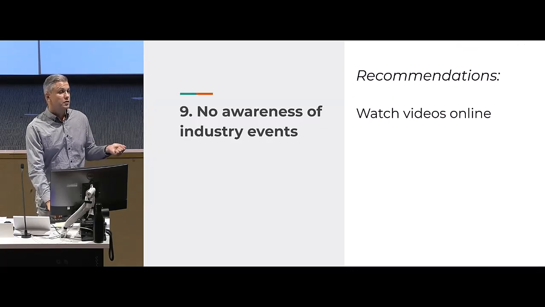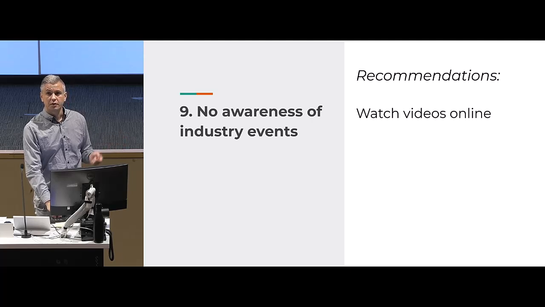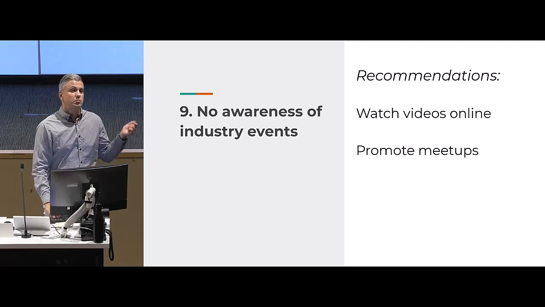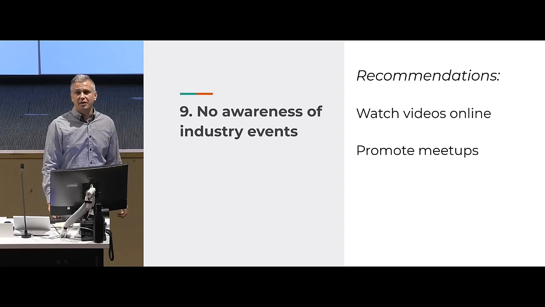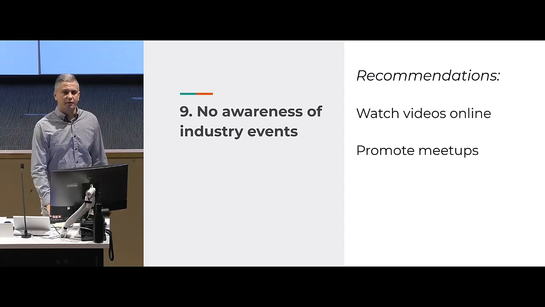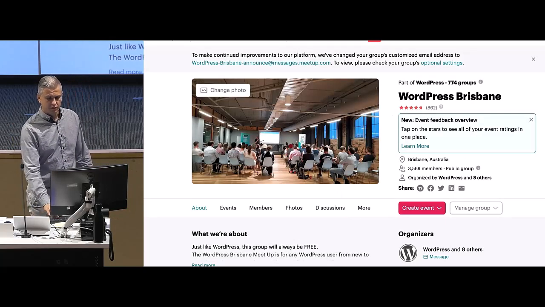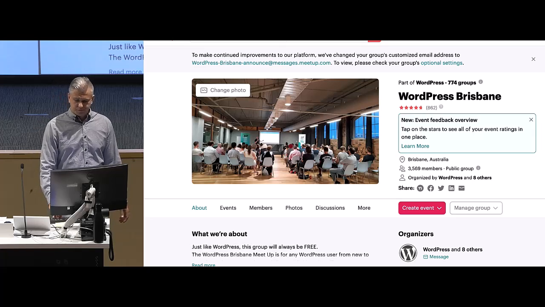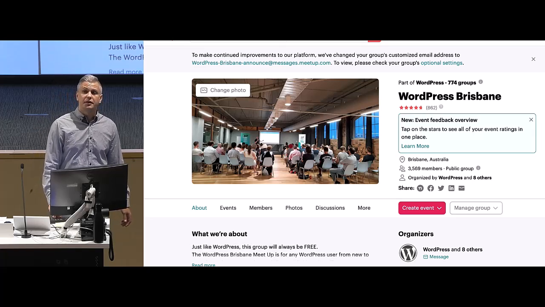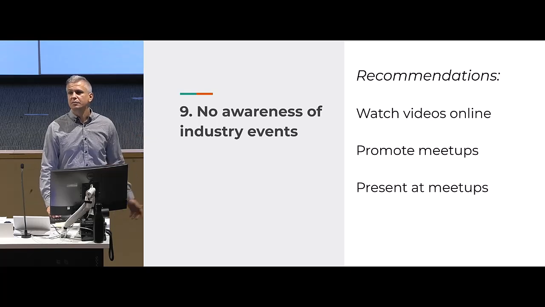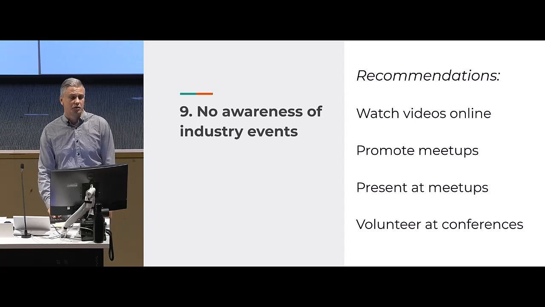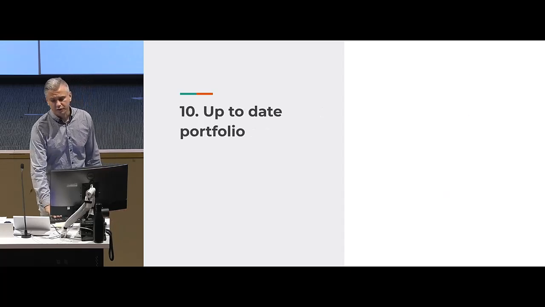Recommendations. Watch videos online. Most of the conferences are recording them, including this one. Promote meetups and explore meetups. Just go to a Python meetup for the kicks, or Swift or something. Just see what they do there, right? We've run WordPress Brisbane on a monthly basis for the last 18 months, and I learned a lot there just by running it. Present at the meetups. Start with 5 minutes. Meetups are a platform, and then you can go and present at WordCamp or some other conferences, and also volunteer at the conference. That's the easy way to get in.